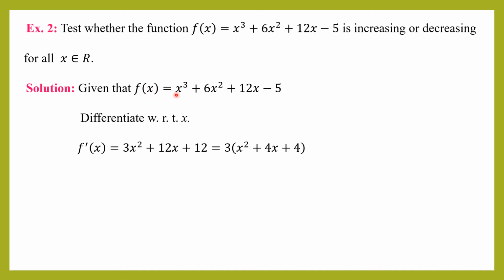Solution. Given that f of x equals x cube plus 6x square plus 12x minus 5. Differentiate with respect to x, we get f dash of x equals 3x square, the derivative of x cube, plus 6, taken outside, times the derivative of x square, which is 2x, so 2x into 6 is 12x, plus 12, taken outside, times the derivative of x, which is 1, minus 5, a constant term whose derivative is 0. Take 3 common, then we get x square plus 4x plus 4.